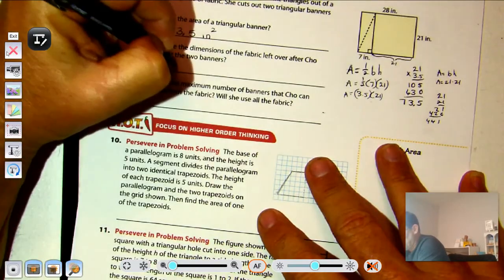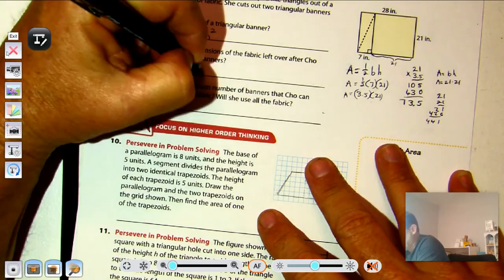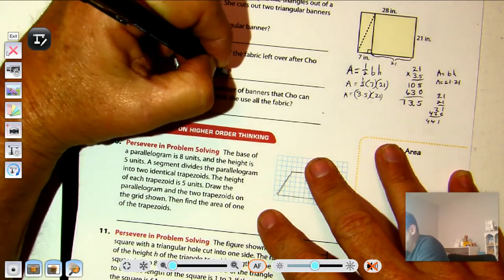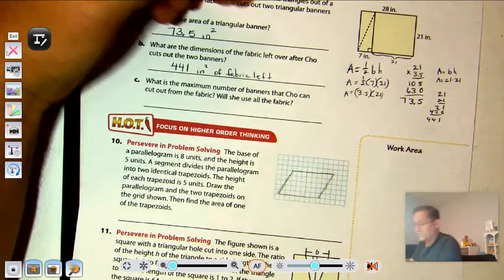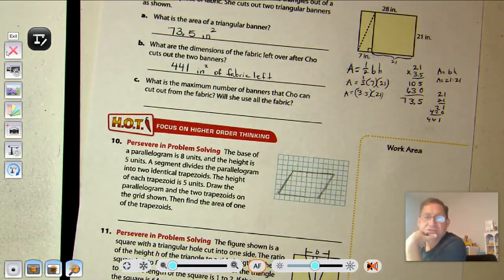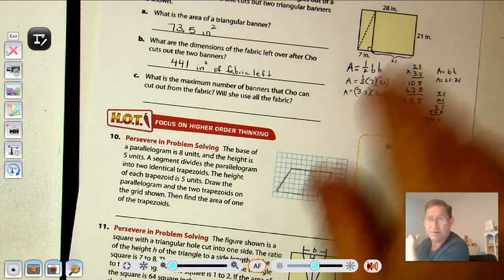So she has an area of 21 times 21. So 441 square inches of fabric left. What's the maximum number of banners that Cho can cut out from the fabric? And will she use all the fabric? So she's already cut out 2, right? So how much can she cut out from this piece right here?